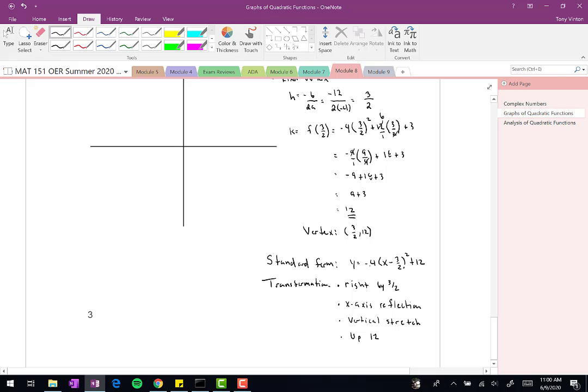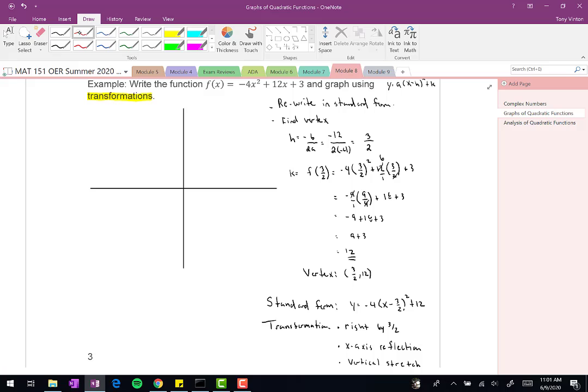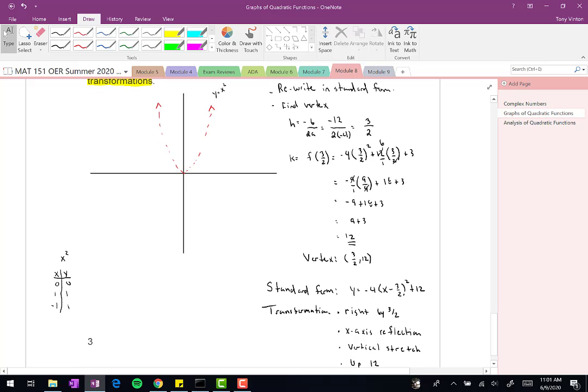So that negative 4 actually does two things, right? The x-axis reflection and the vertical stretch. So let's see where we're at, right? So you always start with that base function. If we're dealing with a function like this, the base function is y equals x squared, right? Graphing using transformations, this takes us back a bit. y equals x squared, right? And the base points for that are 0, 0, 1, 1, and negative 1, 1, right? If you plug those in, that's what you'll get.